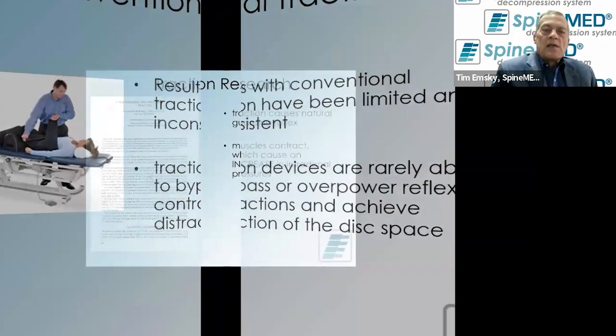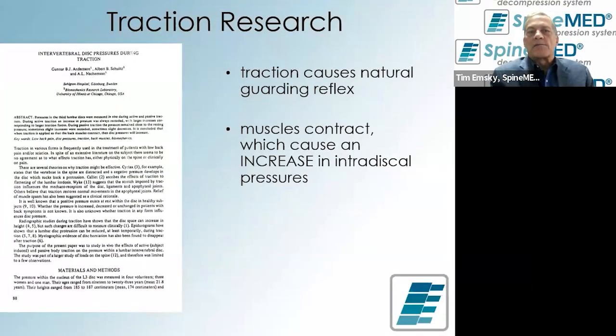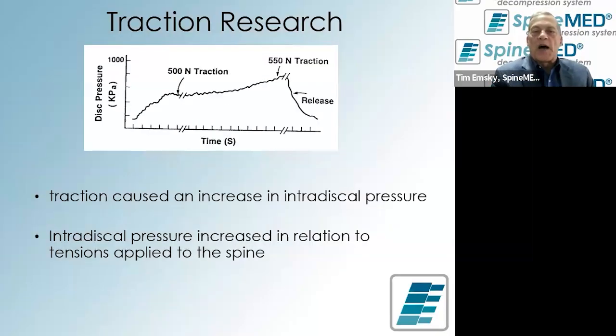Now, some of the leading spine researchers on the planet, Doctors Nachemson, Anderson, and Schultz, actually studied the effects of intradiscal pressure during conventional traction. Now, we would all surmise that if you distract the spine, you're going to unload the discs and reduce intradiscal pressure. What Nachemson found is that as they increased the distraction force to the spine, pressure within the disc actually increased. They actually had a cannula in the L4-5 disc space and measured the pressure changes. And what they found, as they increased the distraction force to the spine, pressure within the disc actually increased.